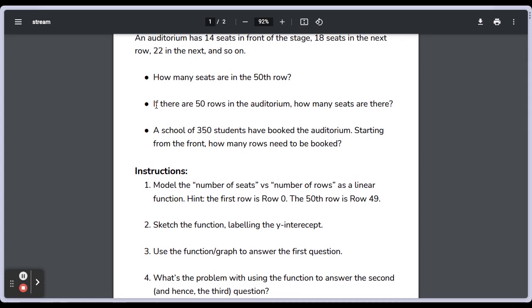No, the second question, sorry. The second question is, if there are 50 rows in the auditorium, how many seats are there? Look at your function. I'll give you... Look, if you can't do it in 10 seconds, you're not going to do it. I'll give you 10 seconds to use your function, Maddie. Use your function, which is y equals 4x plus 4t, to answer that second question.